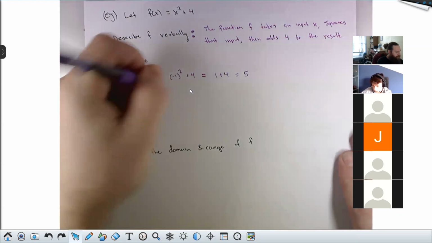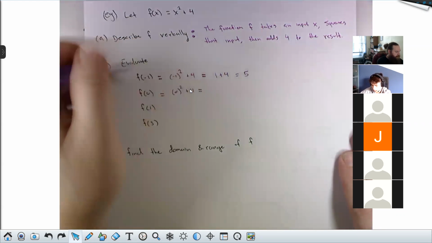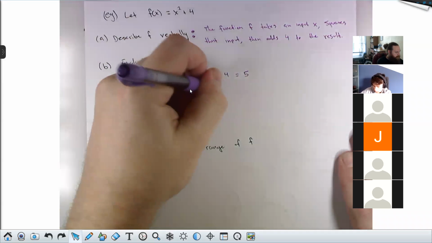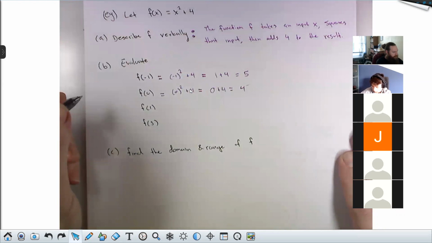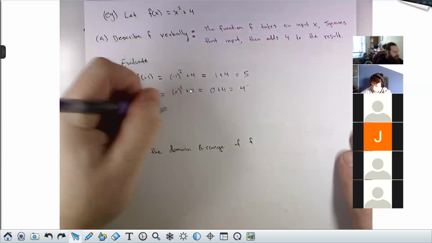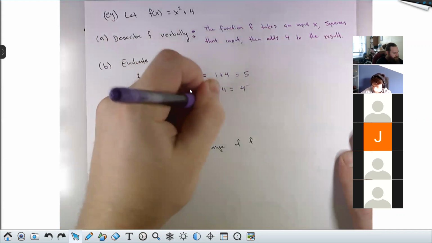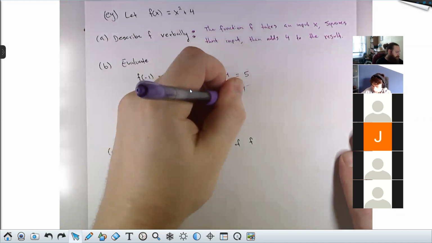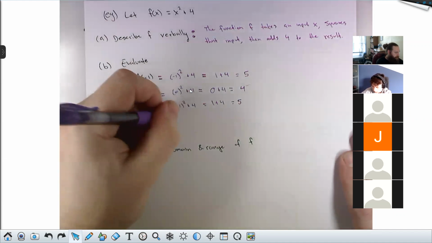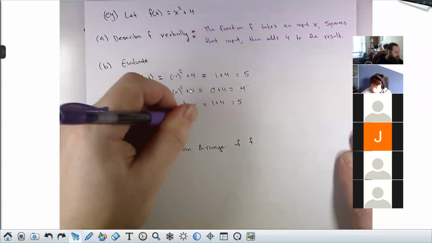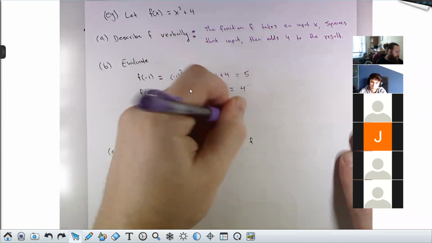F of 0, similarly, would be (0) squared plus 4. One step at a time, 0 squared is 0, so this is 0 plus 4, and on a good day, that's 4. F of 1 would be (1) squared plus 4. 1 squared is 1, so this again is 1 plus 4, which is 5. And we've got f of 3 down here. That would be (3) squared plus 4. 3 squared is 9, so this is 9 plus 4, and 9 plus 4 is 13.